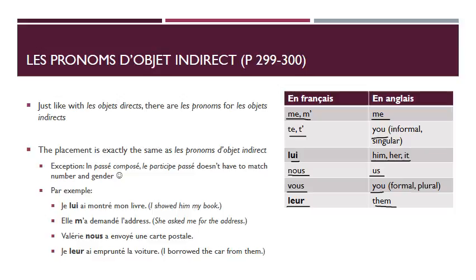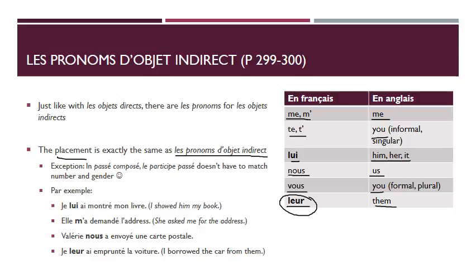Them becomes leur. Now, remember back when we talked about possessives, like their grandfather, it was like leur grand-père. Well, it's the same word. So you just use it in a slightly different context and it totally works here, which is completely awesome. So you can't beat that. Now, what gets a little bit interesting, and it's something that we're going to continue to talk about as we go along, is that the placement, where you put it physically in the sentence, is the exact same place as le pronom d'objet indirect. So this means that you could have a whole lot going on here.